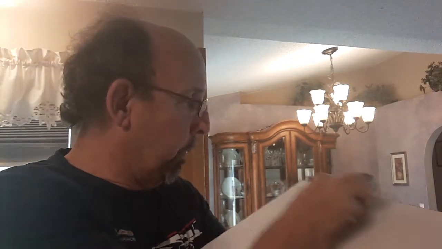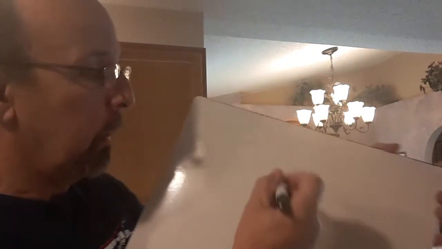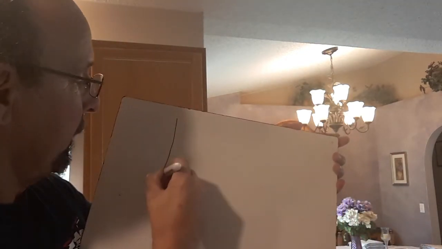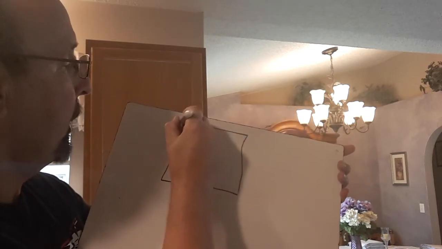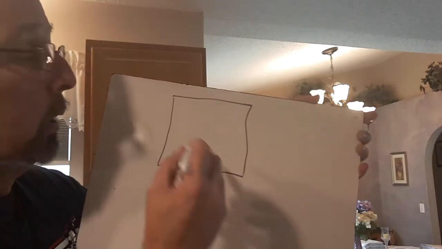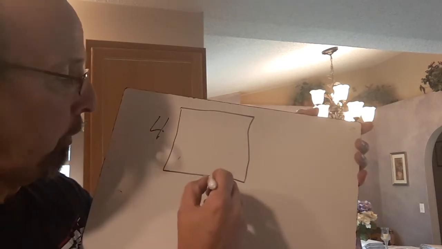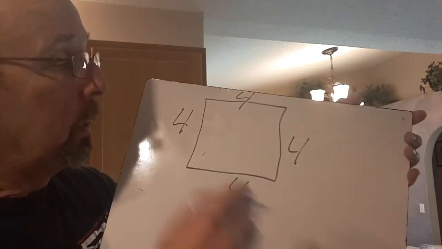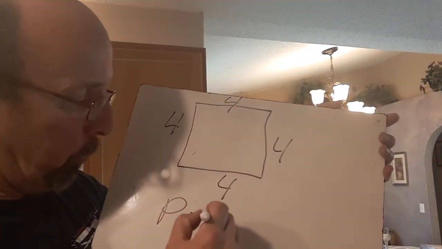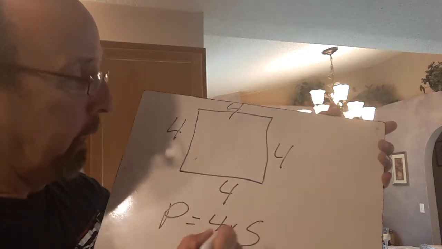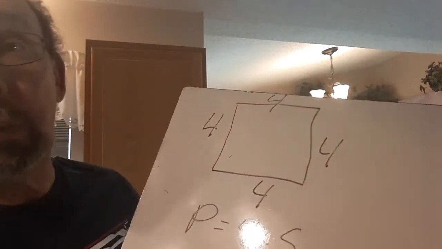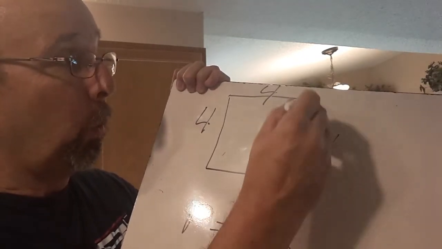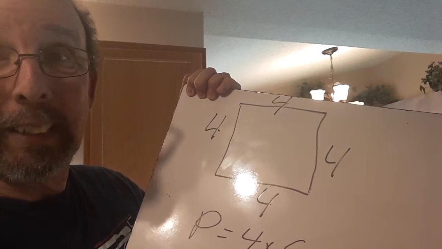How about a square? It's still length times width, but they just say it differently because all 4 sides are the same. If it's 4 inches here, it's going to be 4 there, 4 there, and 4 here. Every side is 4. So, perimeter equals 4 times the side. You take one of the sides and multiply it by 4. That gives you the distance around it. It's 4, 4, 4, 4, or 16, isn't it?